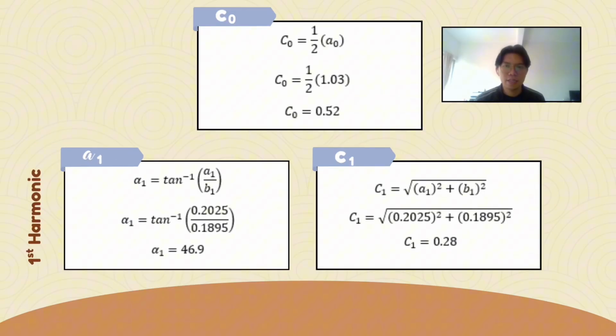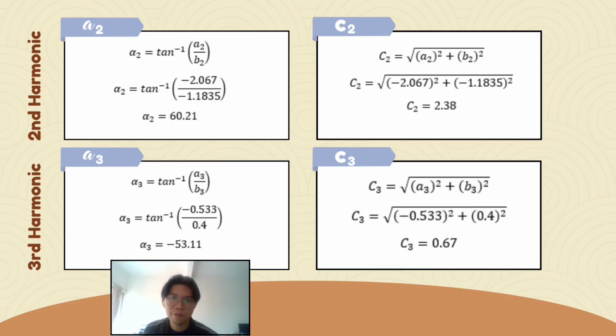To find the harmonic analysis, first we need to find the C0 value. The C0 value is equal to 1/2 times the a0 value, and then we got the answer C0 equals 0.52. Okay, for the first harmonic, we need to find alpha 1. Alpha 1 is equal to tan inverse of a1 over b1, and then we got the answer alpha 1 equals 46.9. For C1, we find it by using the formula square root of a1 squared plus b1 squared. And then we substitute the value, and we got C1 equal to 0.28.